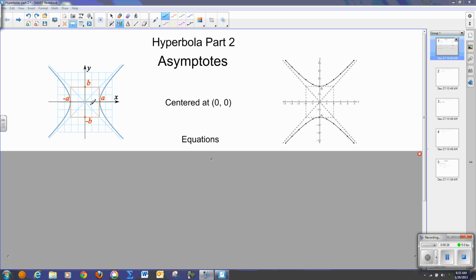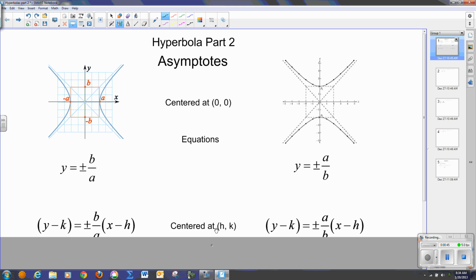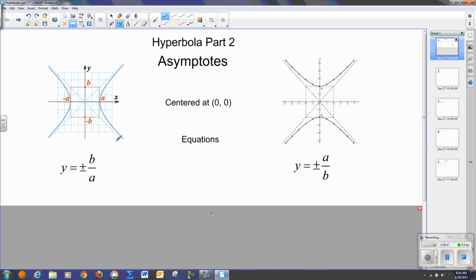Now we know that from the center out to the vertex is A in both cases, center out to the vertex. So then we just need to find our rise over our run. So that's rise B over run A. In this case, rise A over B. So then we can write the equations of our hyperbolas as follows. This is B over A, so I just add my x in there, and I have y equals mx plus b. Add my x in over here, I have y equals mx plus b as well.